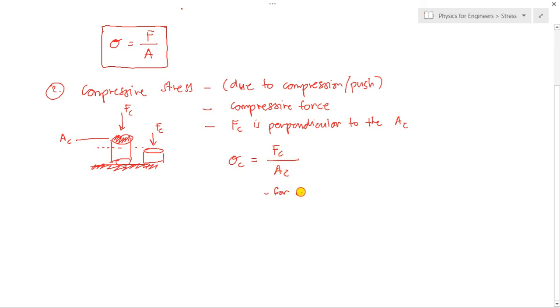Now for the cylindrical rod, the formula is FC over the cross-sectional area of the cylindrical rod, which is just a circle, that is pi over 4 d of the rod squared. So this would be the formula for the compressive stress for a cylindrical rod. In other geometries, of course, it will still vary. So again, we have two types, tensile and compressive. Both of them have the same direction for the applied force, which is perpendicular to the cross-sectional area.